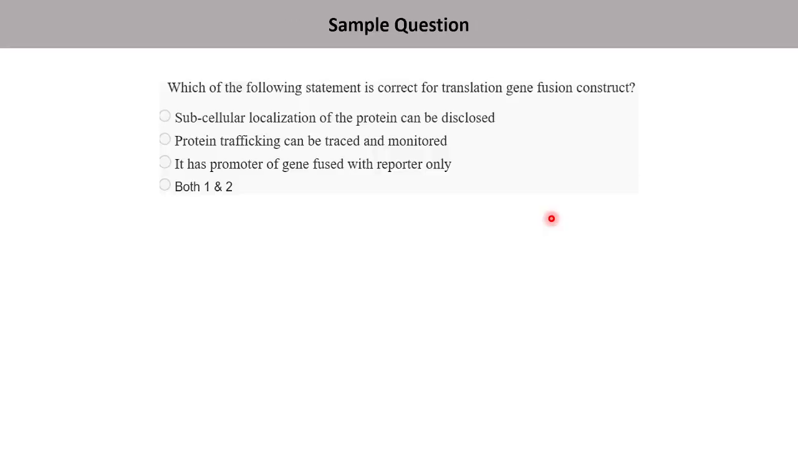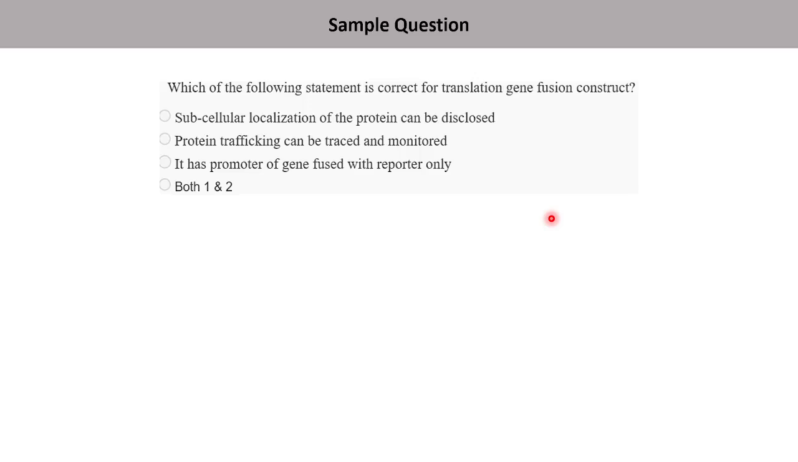So now moving back to our question, which of the following statements is correct for translational gene fusion? Subcellular localization of proteins can be disclosed. Yes, because once the protein is expressed, wherever the monitoring protein or the reporter gene is being expressed, you can understand whether the protein is expressing in that particular location, and you can understand exactly where that protein is localized within the cell. The second is protein trafficking can be traced and monitored. Yes, wherever the protein is getting moved, if it is getting expressed more in some place and less in some place, all that movement of the protein can be traced and monitored.